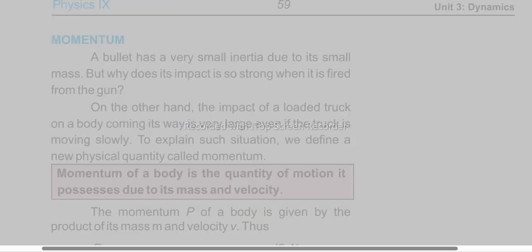Physics 9, Unit 3, Dynamics. Momentum. A bullet has a very small inertia due to its small mass. But why is its impact so strong when it is fired from the gun? On the other hand, the impact of a loaded truck on a body coming its way is very large even if the truck is moving slowly.